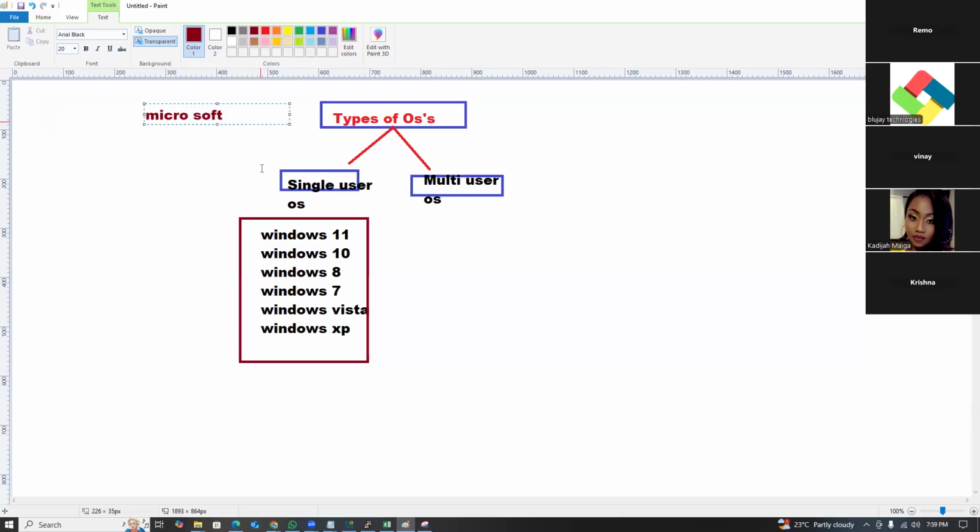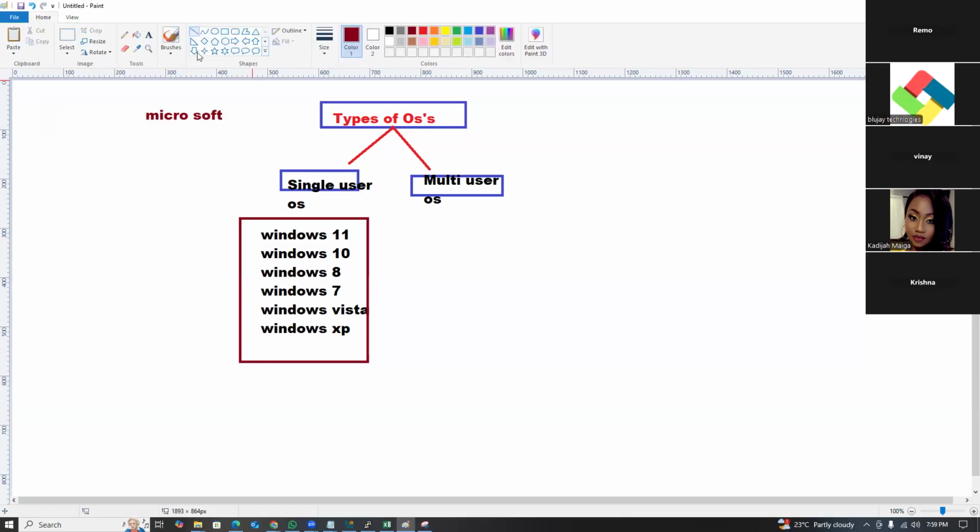Microsoft created the OS Windows 11. In the same way, Microsoft created two types of OSs: one is a single-user operating system, the other is a multi-user operating system. So what are the multi-user operating systems?